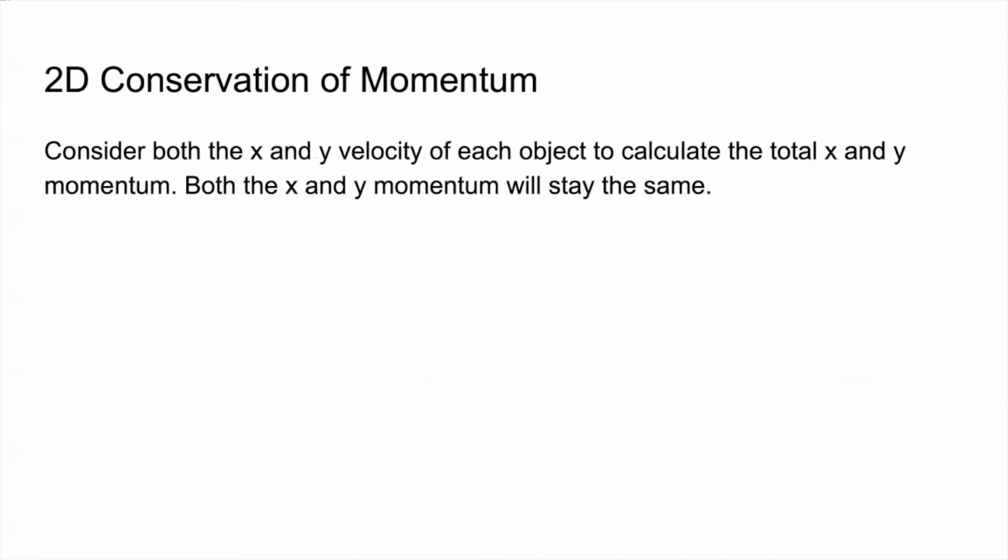Now we're getting into 2D conservation of momentum. So in this case, you have to consider both the x and y velocity and momentum of each object, and both the x and y momentum will be the same before and after.